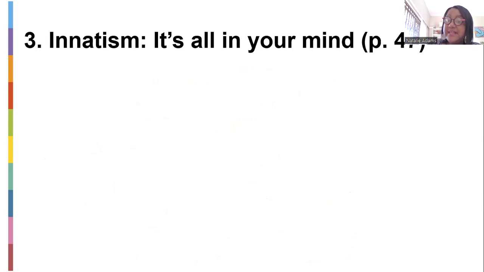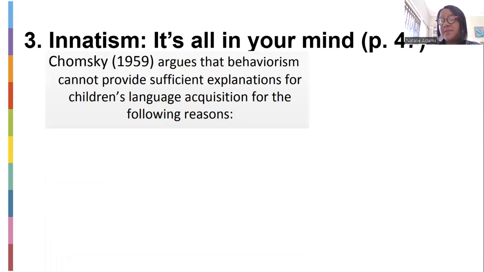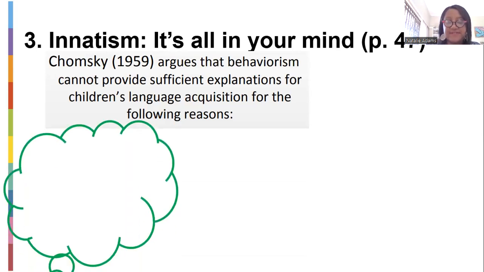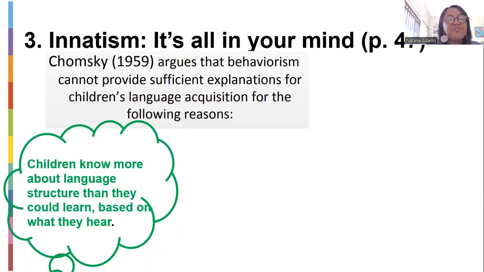So we're going to look at the next theory, which is innatism. And it's all in your mind. This is how they believe acquisition of a language happens. One of the great believers in innatism is Chomsky. And he argues that behaviorism, the one that we've just looked at, cannot provide sufficient explanations for children's language acquisition for the following reasons. Firstly, children know more about language structure than they could learn based on what they hear. So they hear things, but somehow they know a lot more about it. And how is that possible?